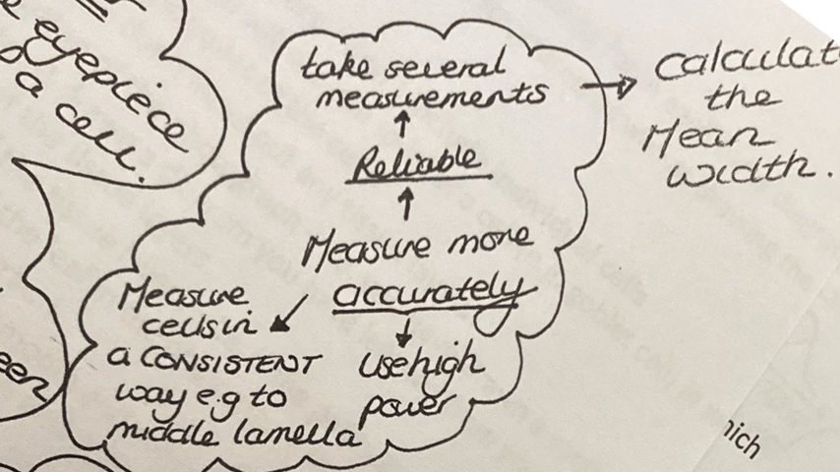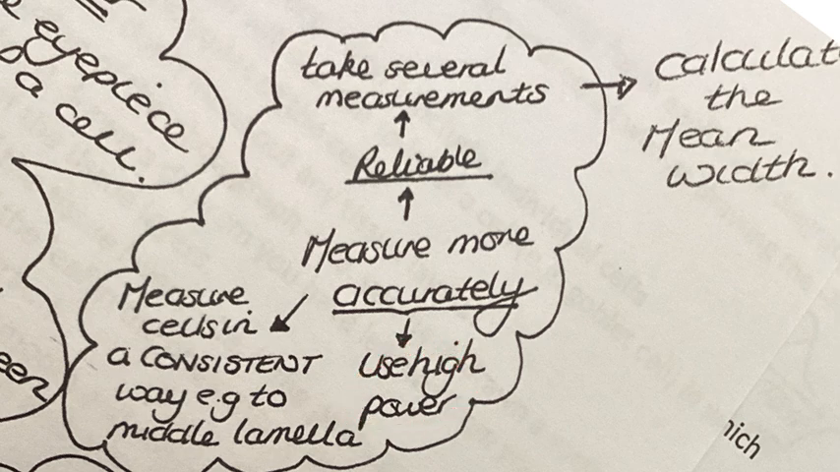The last thing I then want to mention is how would you measure cells more reliably? If you want to increase the reliability of your results, especially with the eyepiece graticule and the stage micrometer, you would take several measurements and then you would calculate the mean width. Now remember, reliability is always about repeating and calculating averages. Then what if you were asked, how would you measure the cells more accurately? The most accurate way to measure cells is to use high power.